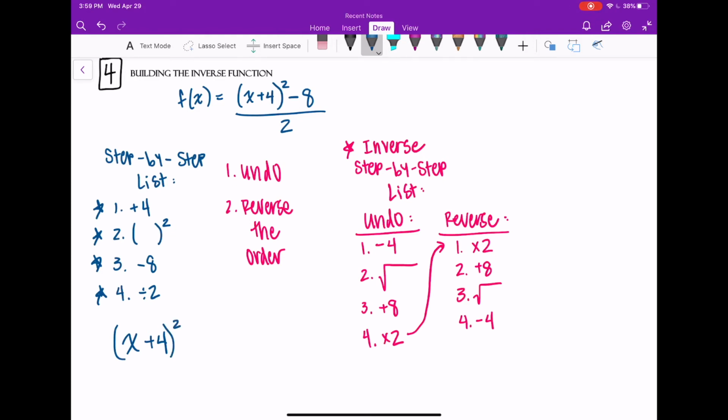Next, step 3 says that we have to minus 8. So we're going to take away 8 from the entire quantity. And lastly, step 4 says we divide by 2. So we're going to divide the entire quantity by 2. And that is indeed f of x.